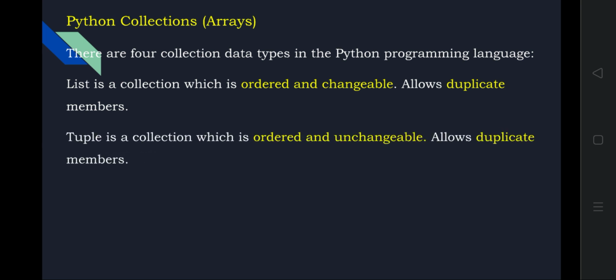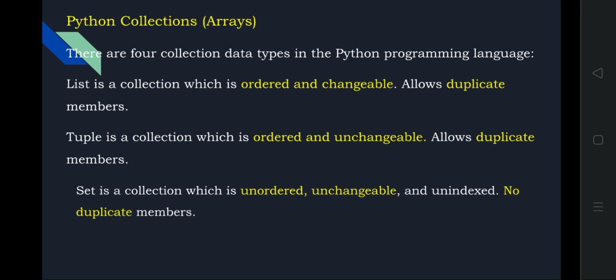The next collection is the tuple. Tuple is a collection which is ordered and unchangeable. It allows duplicate members, so both list and tuple allow duplicate members. But the difference here is that a tuple, once it is created, is not changeable. That means the tuples are fixed. They are ordered, but they are fixed. We cannot change the values in the tuple. And it also allows duplicate members.